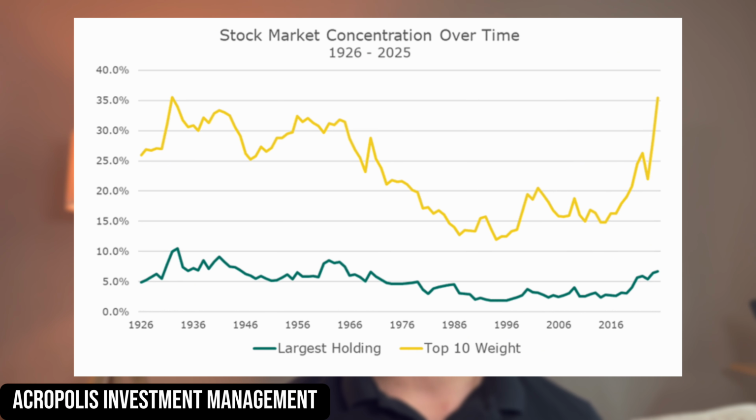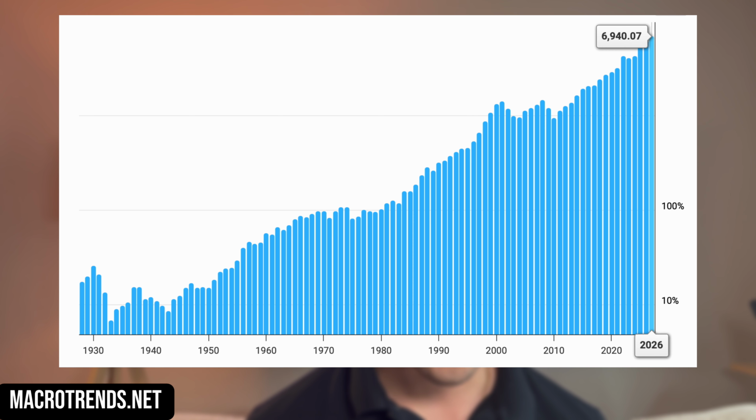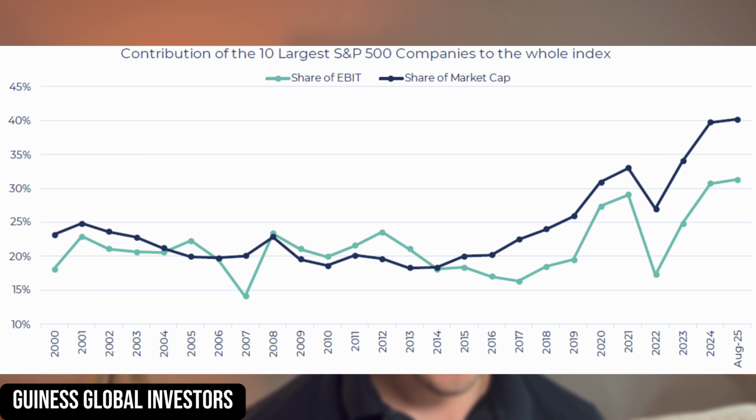However, it's worth noting that although concentration has been increasing in recent years, it's not a complete historical outlier. In the 1950s and 60s, the index was also highly concentrated, and that did not affect its long-term performance. And unlike previous moments of high concentration, such as the early 2000s dot-com bubble, the top 10 companies today have strong balance sheets, with their collective earnings accounting for 30% of the index total. The second concern is trade-offs.